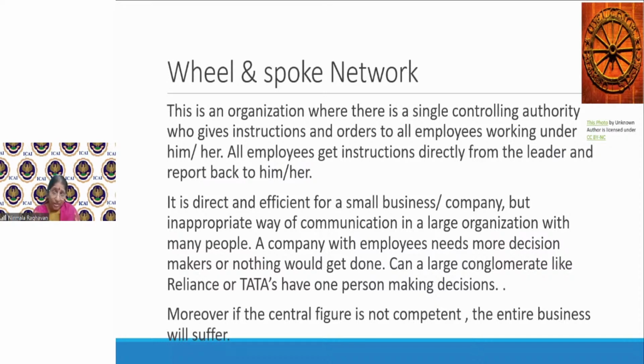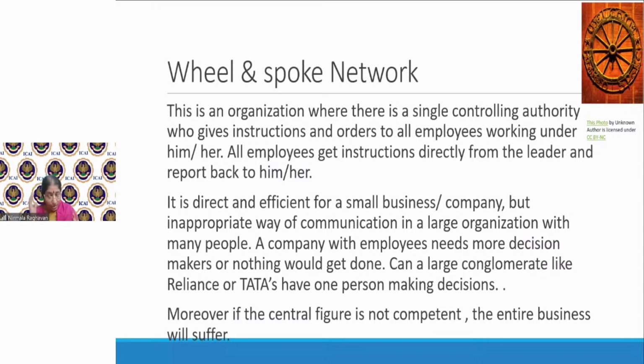Wheel and spoke. Spoke is the lines leading to the wheel. Alin Shri, this is a good question. What if G wants to communicate with D? He has to go through HIJK. No, he has to go through the same process. The process that came down from A to G will be the same process that will go from G to D. They will not be separate.